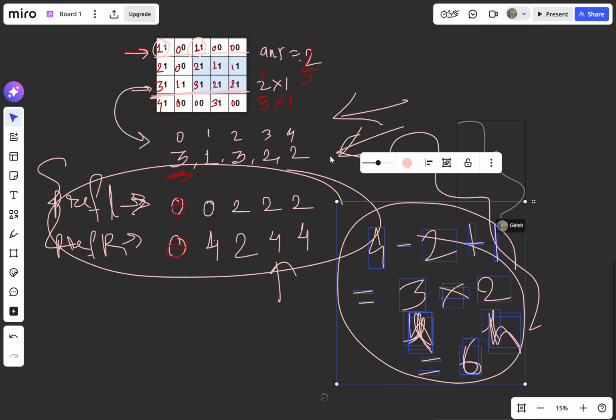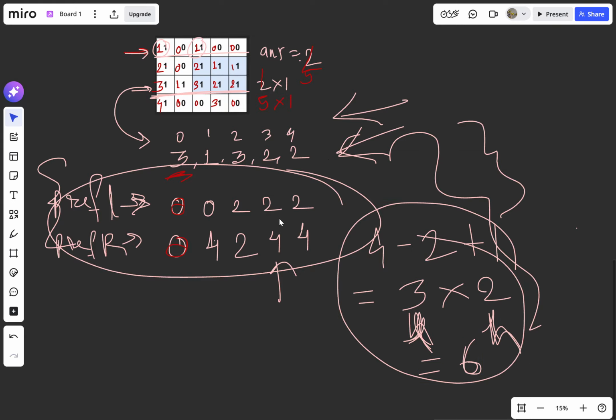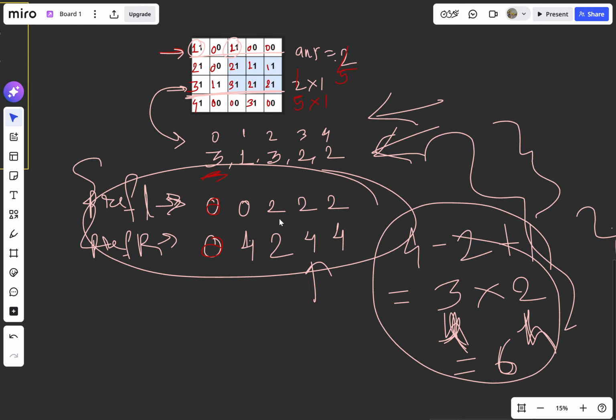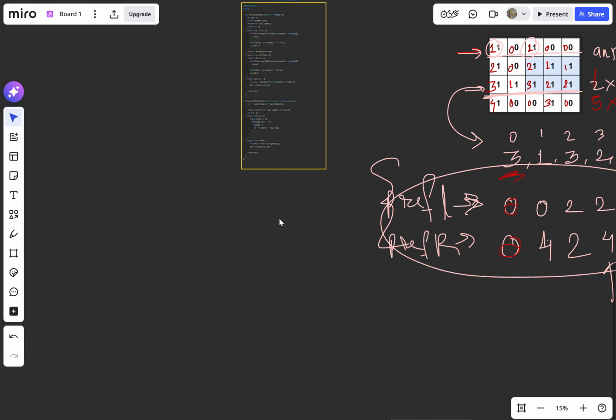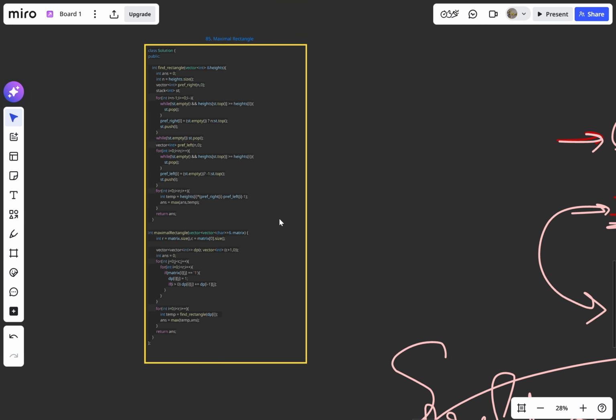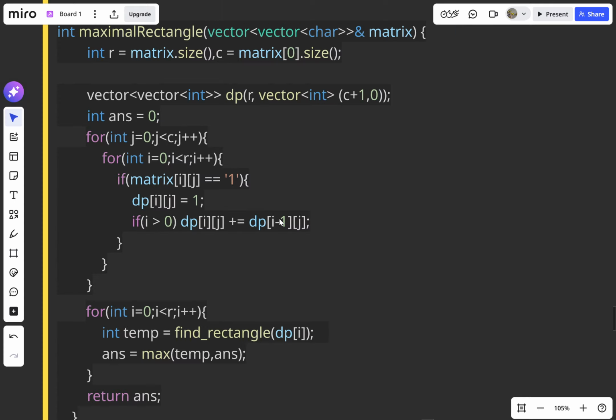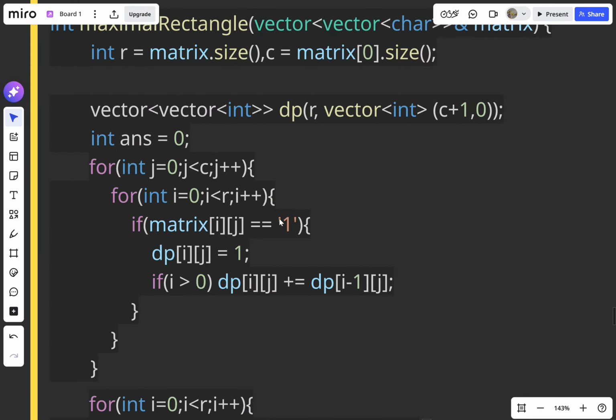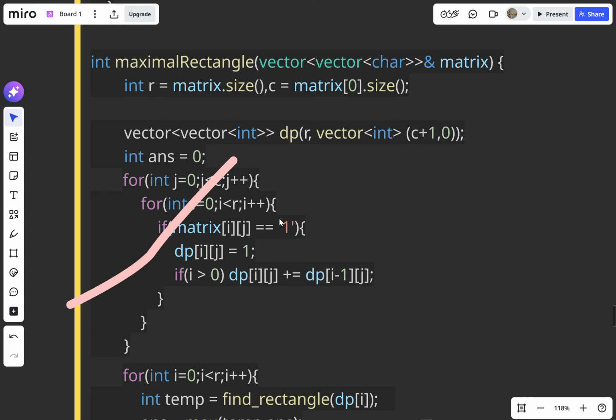In that function to find the rectangle, we will apply the prefix left and prefix right rule, and after that we will calculate the area. So this is our whole logic. Let's see the code, how we have applied this logic in our code. Here the maximum rectangle function is given to us.